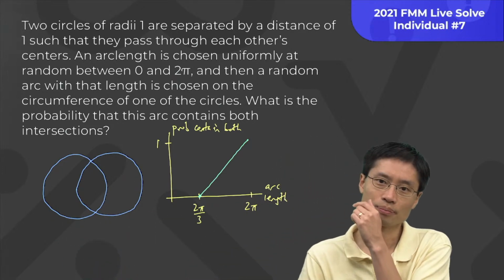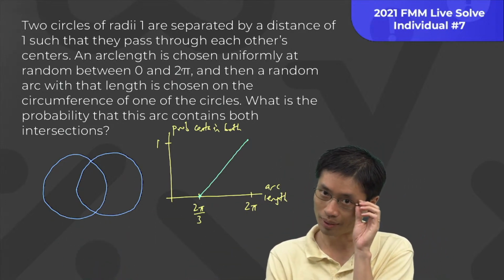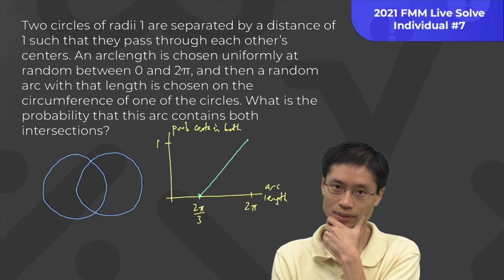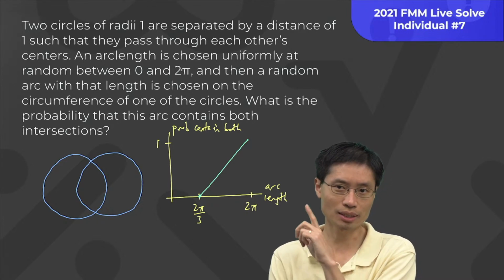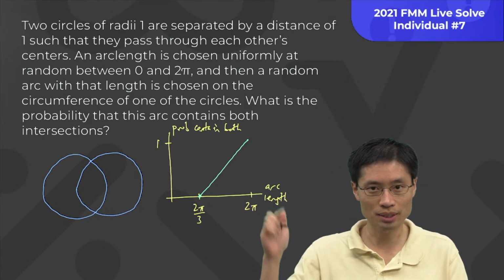Is that what I want? No, that's not what I want. Hang on a second. Now I want to be more careful. I want to think about this, okay? Maybe I'm wrong. Maybe it's not a straight line.